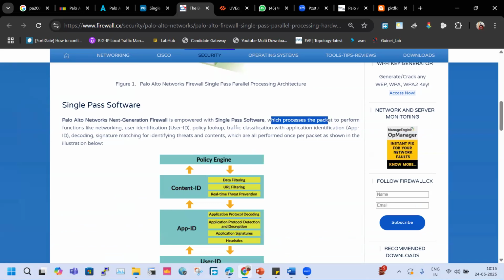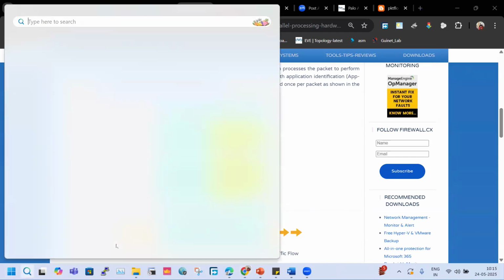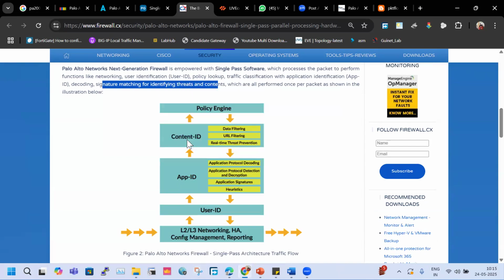The Palo Alto Networks firewall is empowered with single pass software, which processes the packet to perform functions like networking, user identification, policy lookup, traffic classification with application ID, decoding, and signature matching for identifying the content, all performed once per packet, as shown in the illustration below. If you consider it as a firewall, let me take Paint and try to explain the concept.